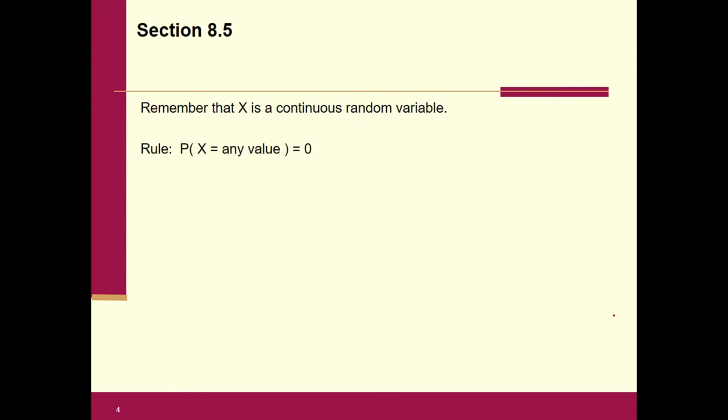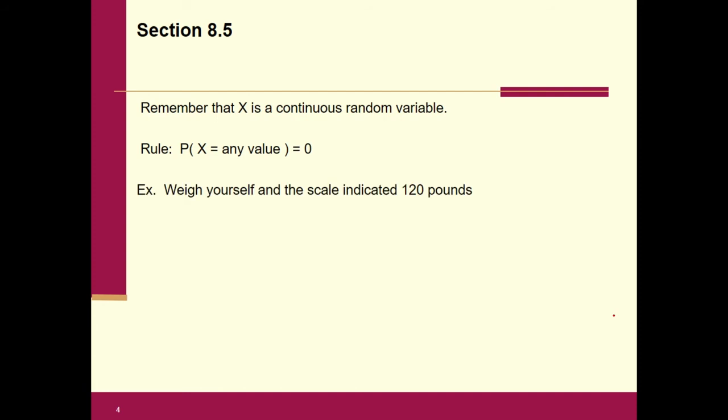All right, the first rule I think most people can handle with the area under the curve. It's the second one that needs a little bit more development. Here, notice what I said: if x is a continuous random variable, the probability that x is equal to any value is equal to zero. A lot of people don't like that, but let me give you an example.